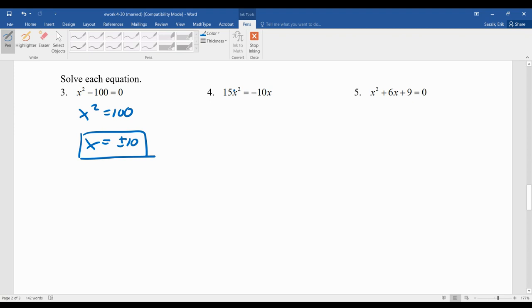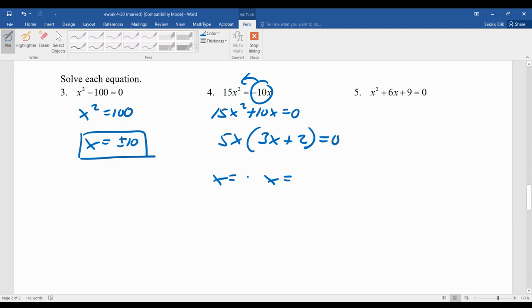Now here, it's only like 2 terms, but there is an a term, an x squared. There is a b term. So this is where you want to consider quadratic formula or factoring. Whether we use either method, we want it to be equal to 0. So I'm going to move that over. So I got 15x squared plus 10x equals 0. And I'm thinking about factoring here. Take out the GCF, which is 5x. What's left inside? 3x plus 2. This is simple.